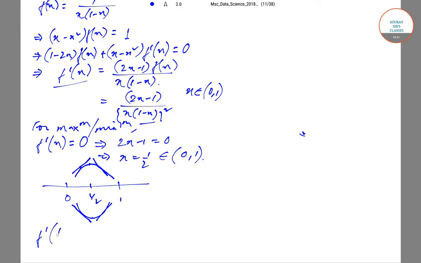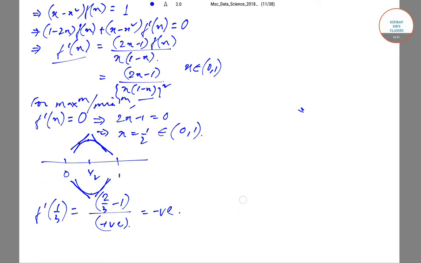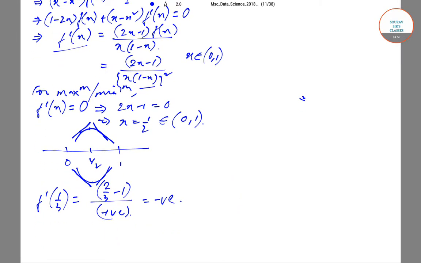So let us find out f dash of 1 by 3. Now f dash of 1 by 3, since we have already found out f dash x, this will be 2 by 3 minus 1 into, this portion is always positive as we already know. Now 2 by 3 minus 1, this is basically a negative number. So f dash of 1 by 3 is negative, so we have a downward sloping tangent.